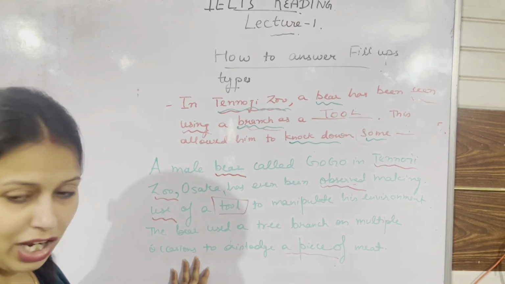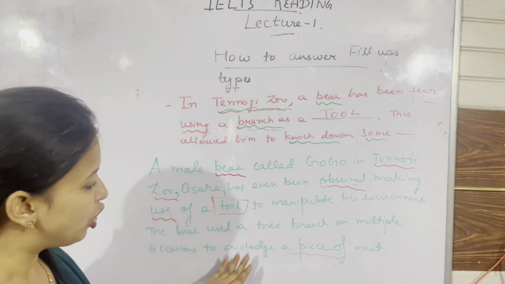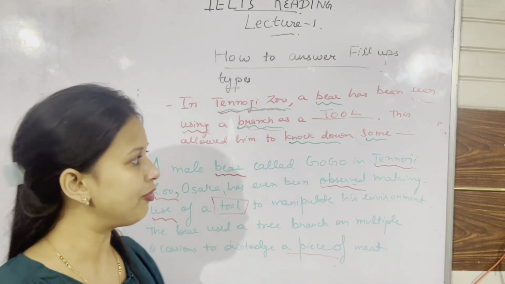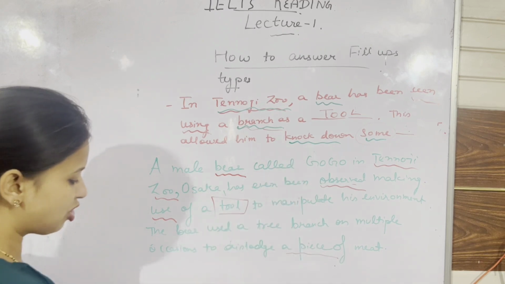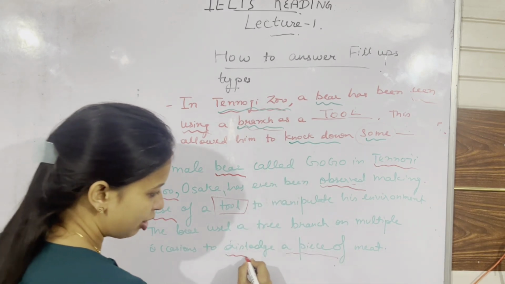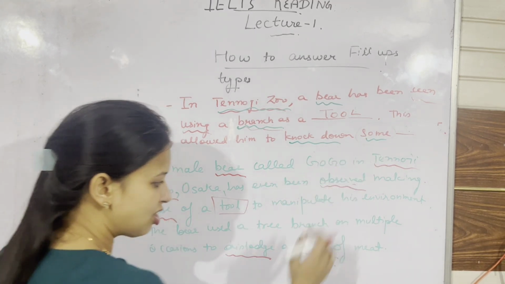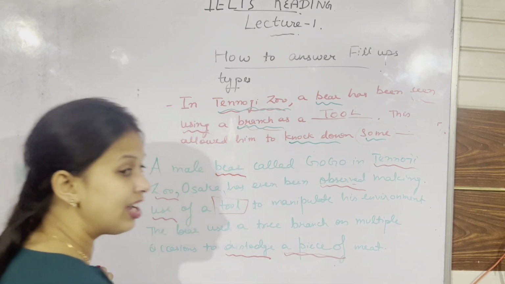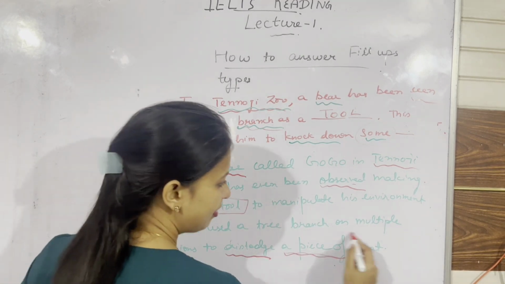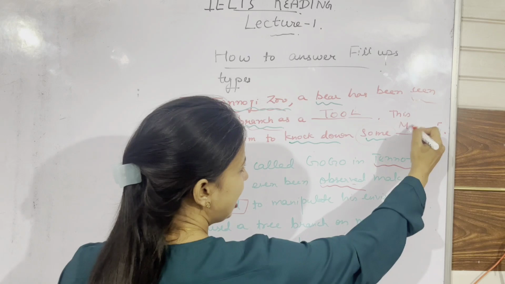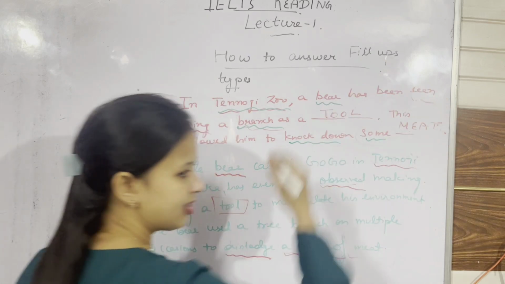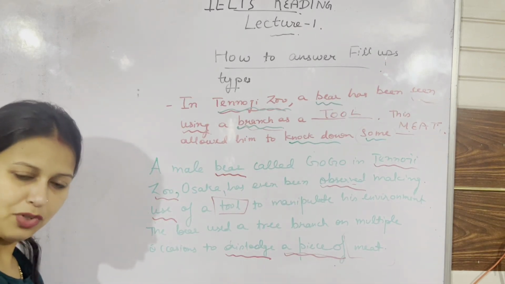On multiple occasions to, for what purpose? To dislodge a piece of meat. So what is the synonym of knock down? Dislodge. What is the synonym of some? A piece of. A piece of what? Meat. So what answer will you write? Meat. Is that clear? Sure.